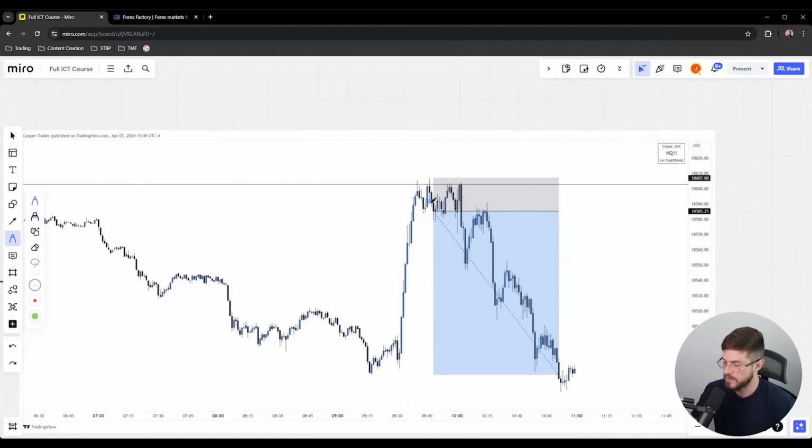So inverted fair value gaps, SMT, or market structure shift, they can all be used interchangeably. And just like anything else I've taught you, if you have 2 or more of them, or maybe all 3, that is even higher probability.